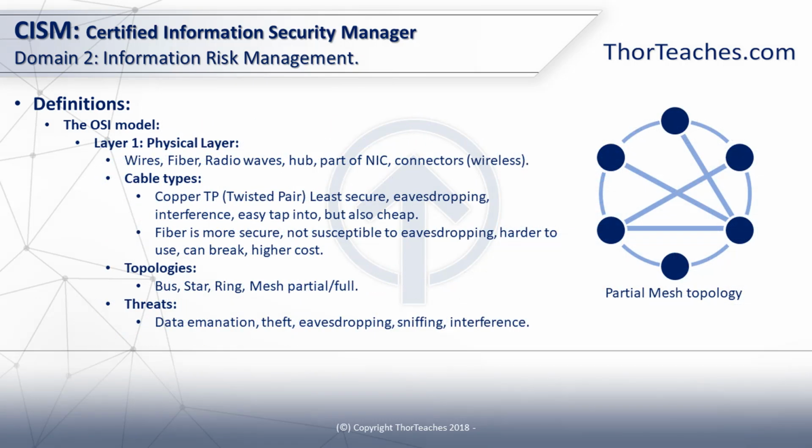Layer 1 of the OSI model is the physical layer. That's our Ethernet cables, fibers, radio waves, hubs, our NICs, or networking cards, and the connectors on wireless. We can use copper and Ethernet cables here, twisted pair, and even more preferred shielded twisted pair, but they are also not really secure. They're susceptible to eavesdropping and interference. They're easy to tap into, but they're commonly used because they're cheap.